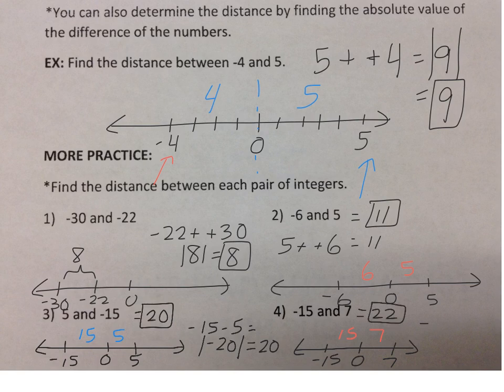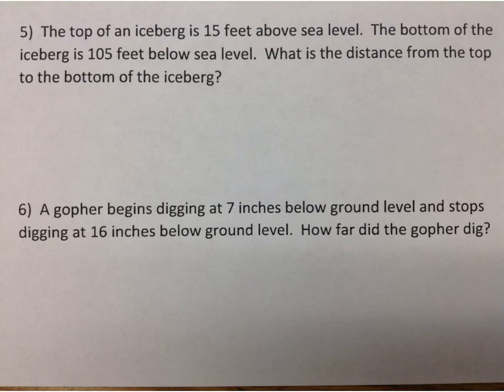You can also take 7, the ending point, and subtract the beginning point, which is negative 15. You use the additive inverse, so change both to plus signs, and you're still going to end up with positive 22. Here we have some word problems.